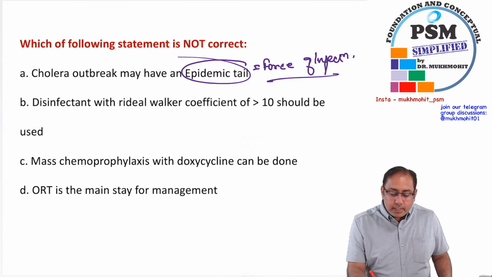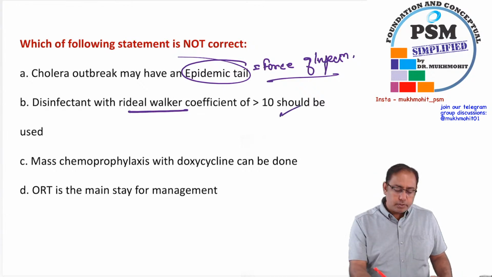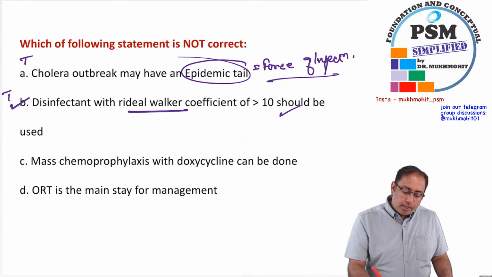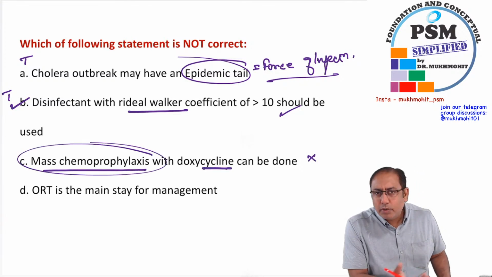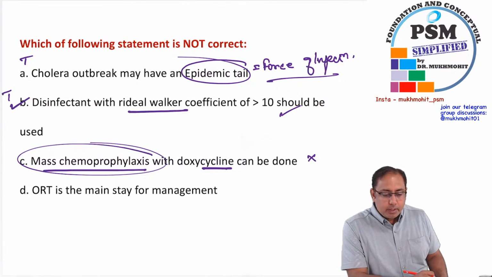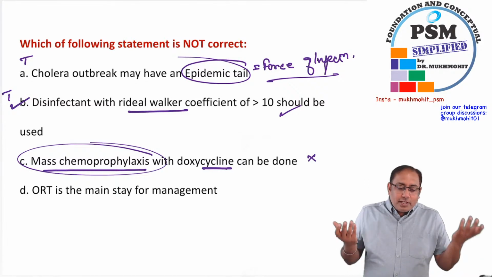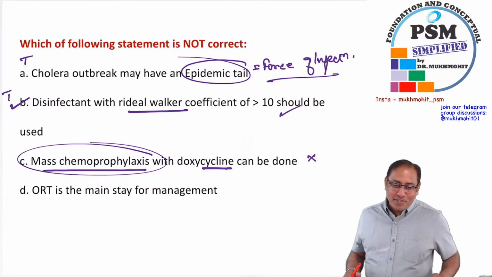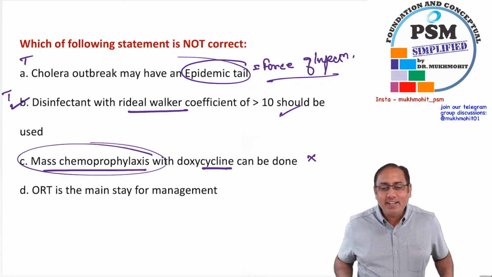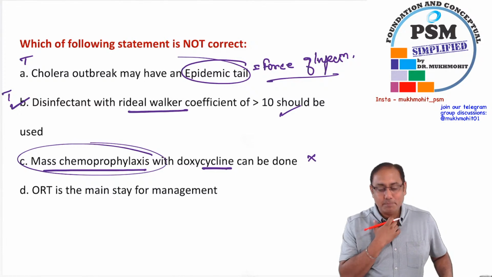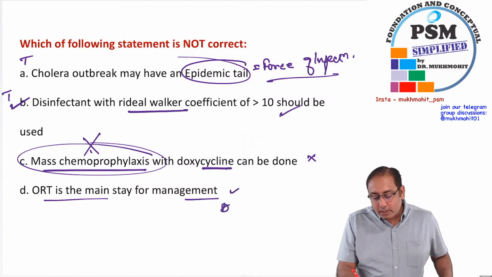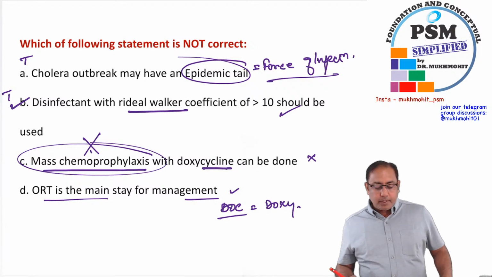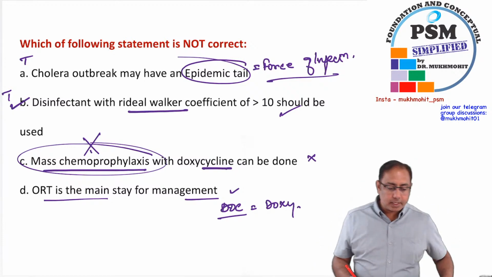Disinfectant with Riedel Walker more than 10 should be used. This is also true. Mass prophylaxis with doxycycline, no, you don't do mass prophylaxis. Why? Because just now I told you there are so many carrier stages. Mass prophylaxis with doxycycline cannot be done because you don't need it. It's not recommended. ORT is the mainstay. Otherwise, if they ask the drug of choice, it can be doxycycline.